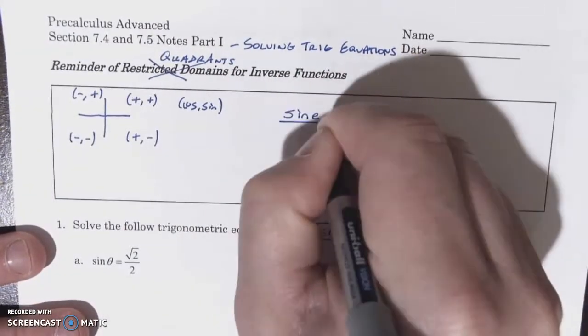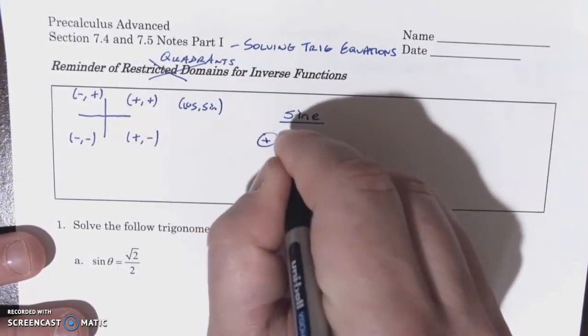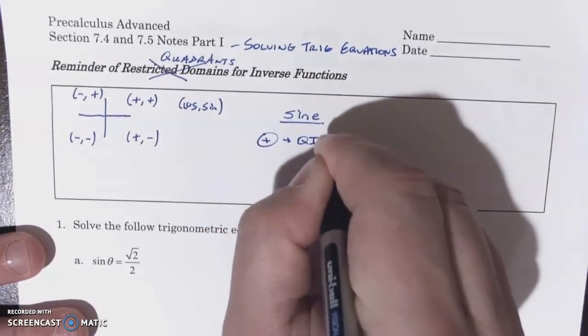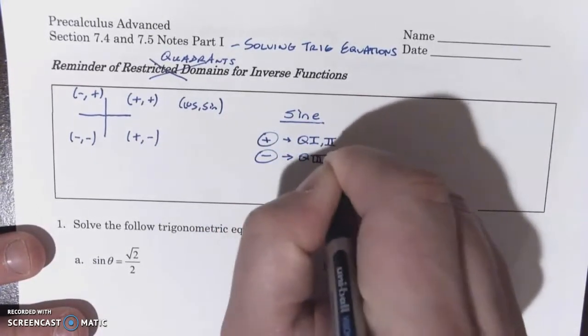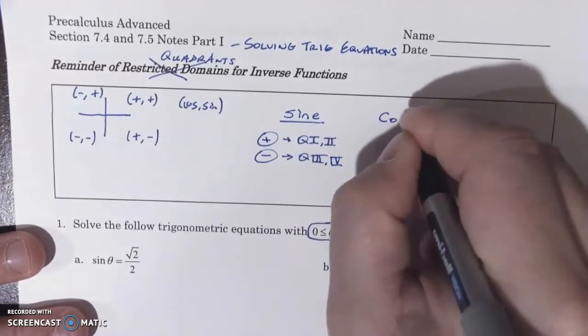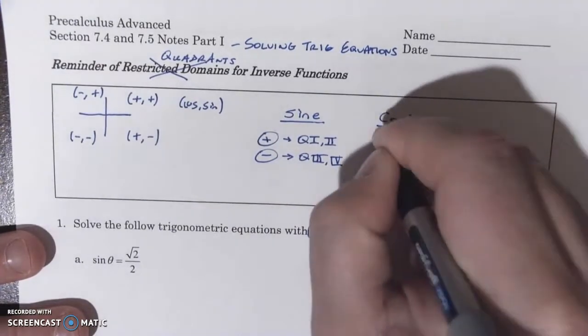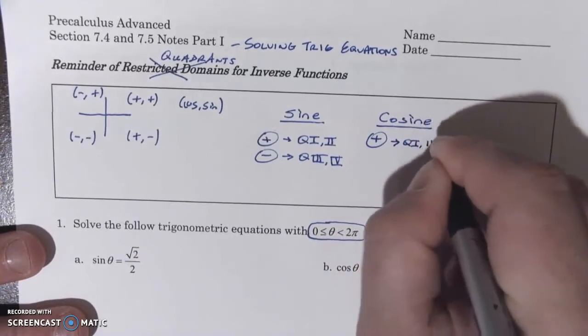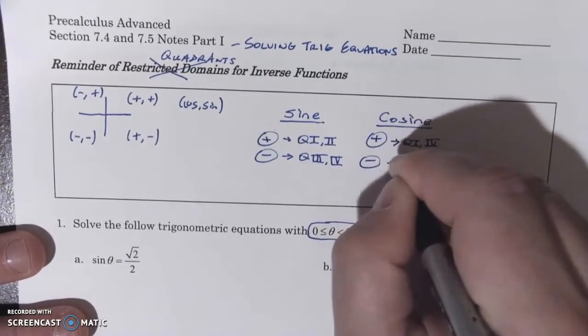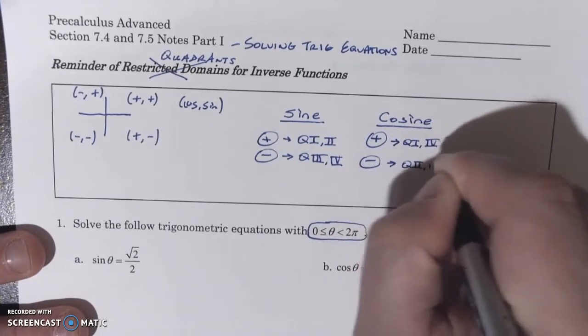For our sine graph, if we're looking for a positive sine value, that will happen in quadrants 1 and 2. A negative sine value in quadrants 3 and 4. For cosine, if we're looking for a positive cosine value, that would happen in quadrants 1 and 4. A negative cosine value in quadrants 2 and 3.